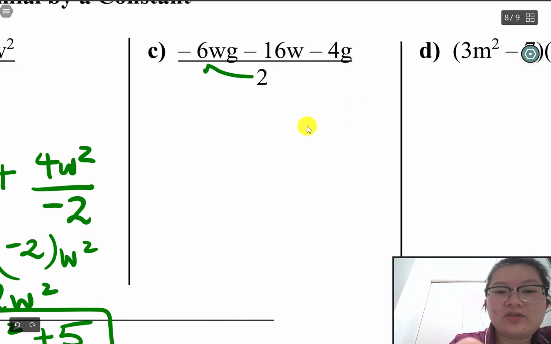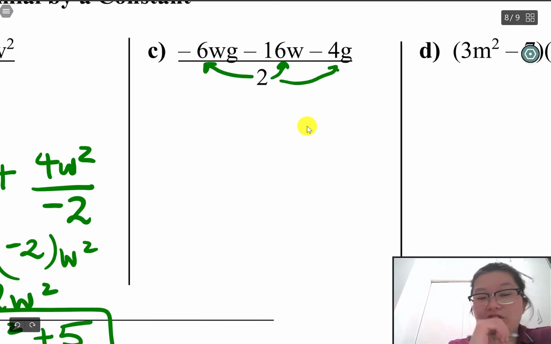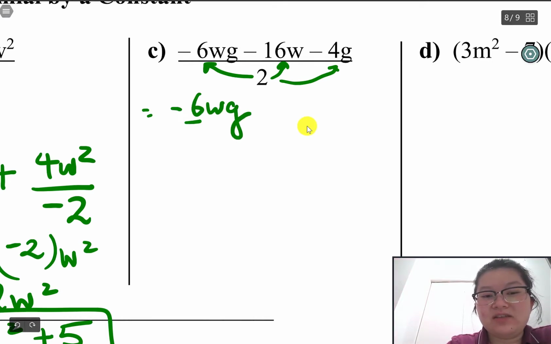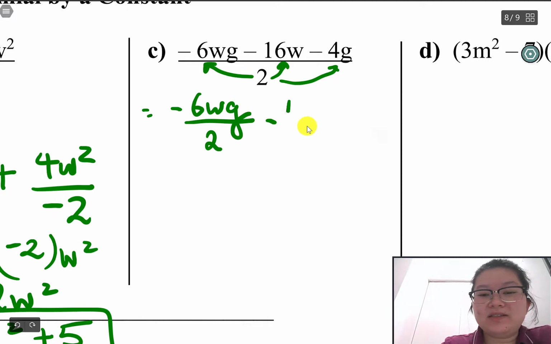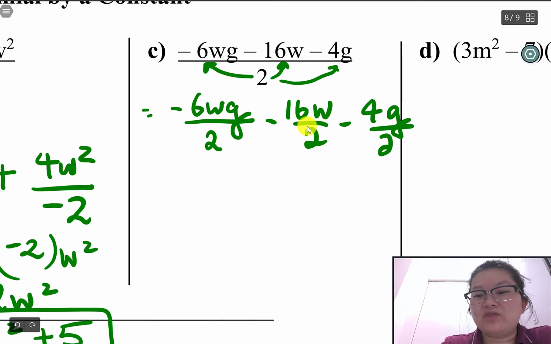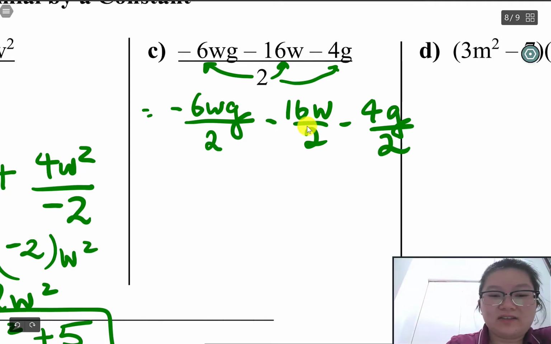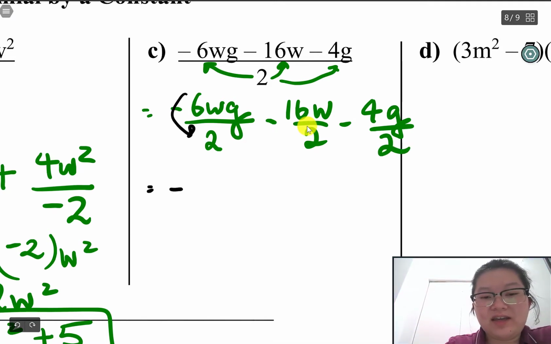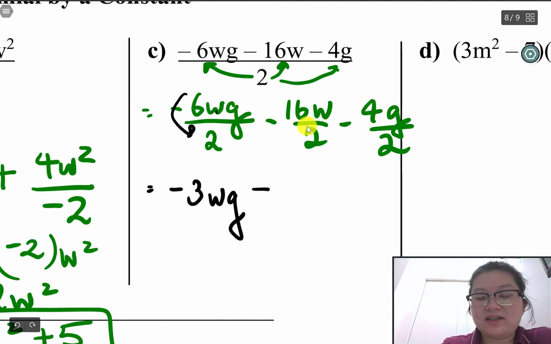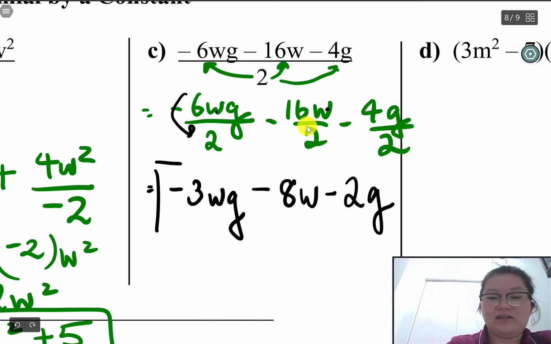So again, the 2 is going to divide into each of these terms. So I'm going to get -6wg divided by 2 minus 16w over 2 minus 4g over 2. Okay, after I take the -6 divided by 2, I get -3, keep the w, keep the g, minus 16 divided by 2 is going to be 8, keep the w, minus 4 divided by 2 is going to be minus 2g. There you go.